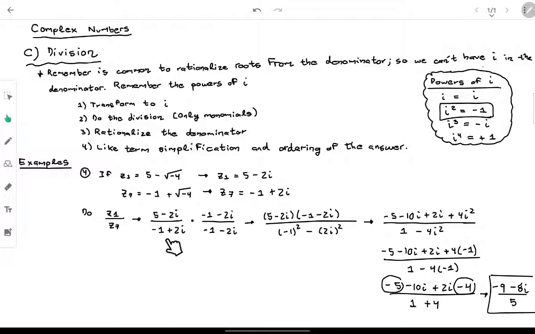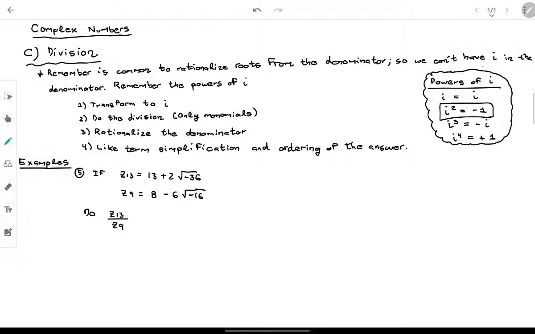And in the case we have a binomial on the denominator, we need to multiply by the product of the sum and difference, because the product of the sum and difference will give us one real number, one i that has an i squared, that will be changed to a real number, and that way in the final answer we don't have i's on the denominator. So let's see one last example.